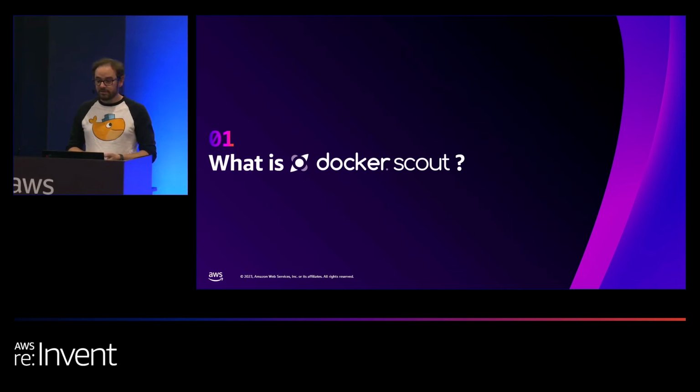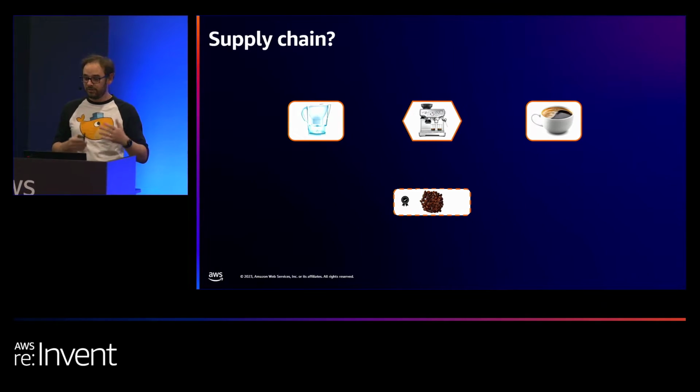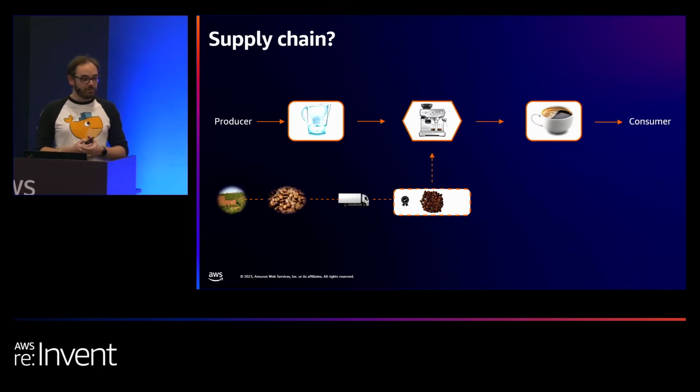So the first question is, what is Docker Scout? And for that, we need to understand what we mean by supply chain. Imagine you want to create a cup of coffee. You need your cup, your coffee machine, water, and coffee beans. It sounds okay, but it's not enough. Maybe you want a trademark on your coffee beans because you want to see how they are harvested, how they are packaged. You need to ship them, etc. So you have your first ingredient, but the supply chain is way more than that. It's a lot of different steps everywhere.